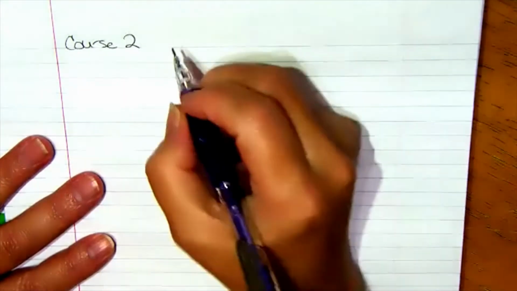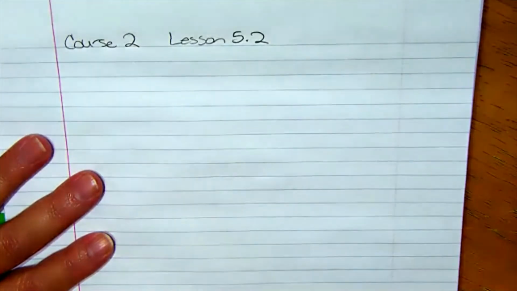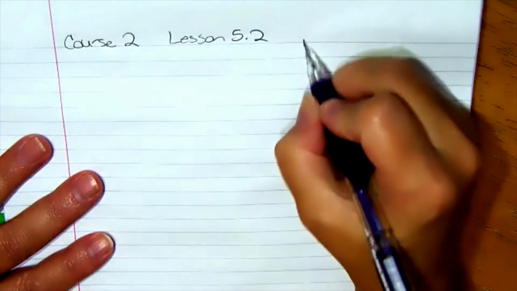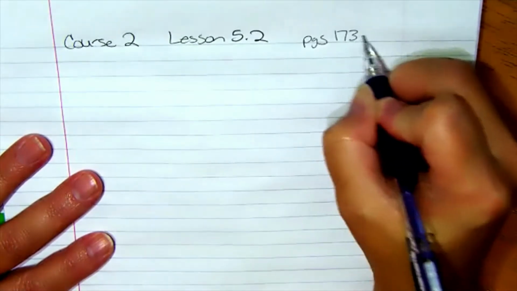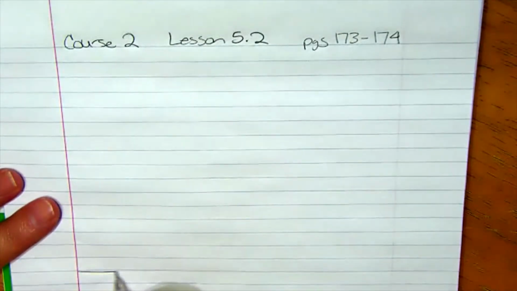Okay, we are working from the Course 2 textbook. You do not have this textbook, but you do have access to this through Big Ideas Online. So we're working in the Course 2 textbook. We are doing lesson 5.2, which can be found on pages 173 to 174. And we're going to be talking about proportional relationships.